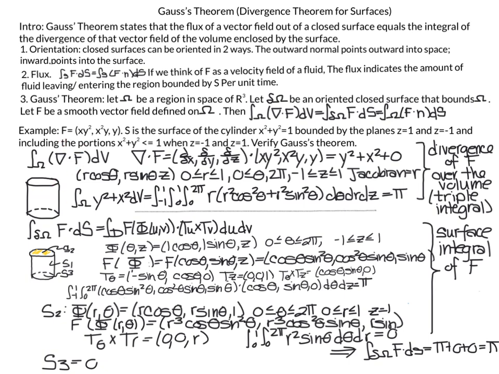So it kind of makes sense, when you have something exiting a volume, you're going to get flux, a change in the flow across some membrane or surface. So this is really the idea of Gauss's theorem. This example really encapsulates everything, but we will do some more examples anyway.